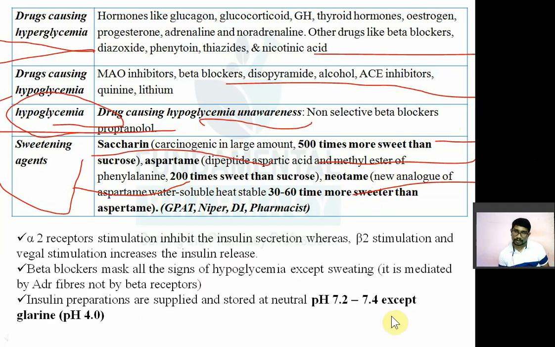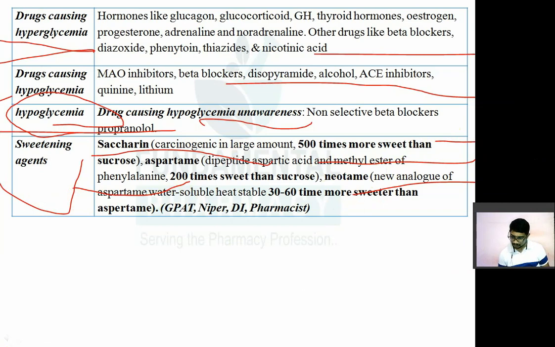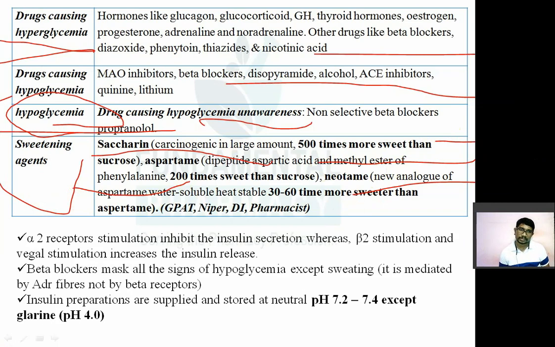There are certain important pinpoints from this chapter. Remember, sympathetic alpha 2 receptor stimulation inhibits the insulin release, but sympathetic beta 2 stimulation will increase the insulin release. Beta blockers will mask all signs of hypoglycemia except sweating. All insulin preparations are supplied in a pH range of 7.2 to 7.4, except glargine preparation, which is supplied at pH 4. Iske upar question aa sakta hai.